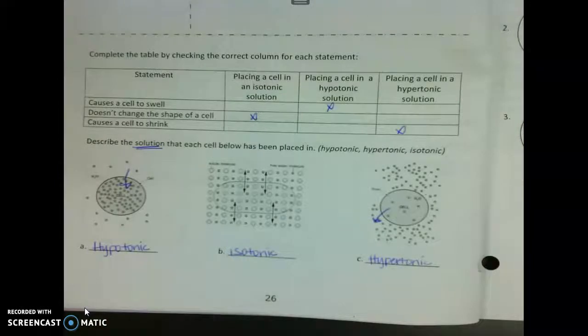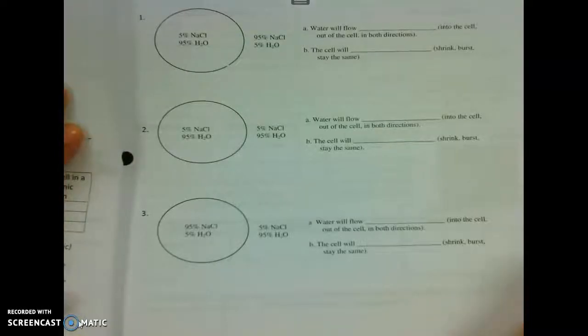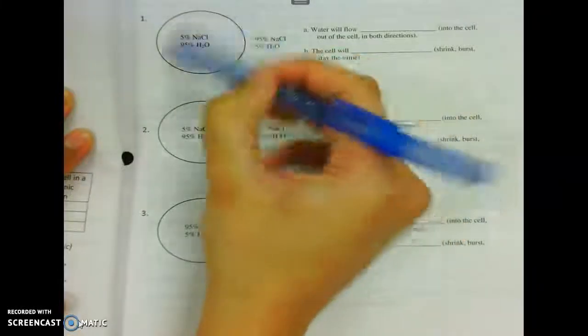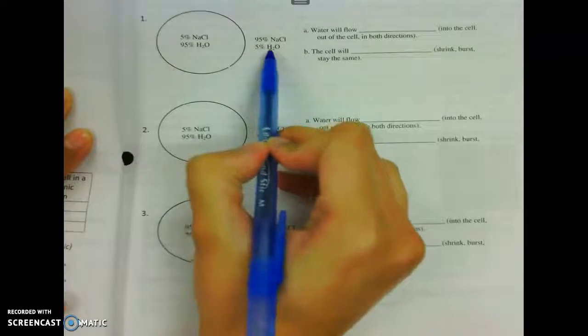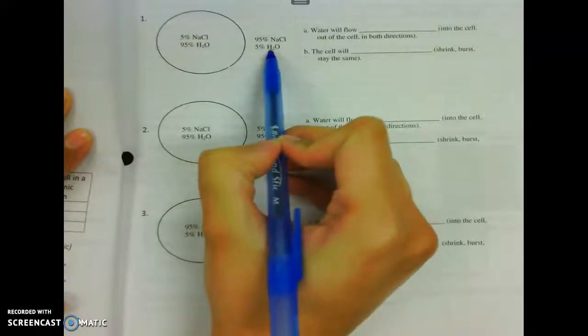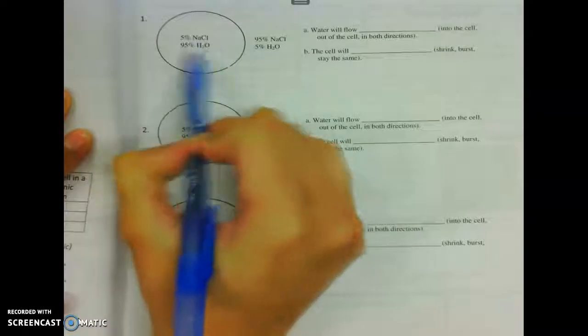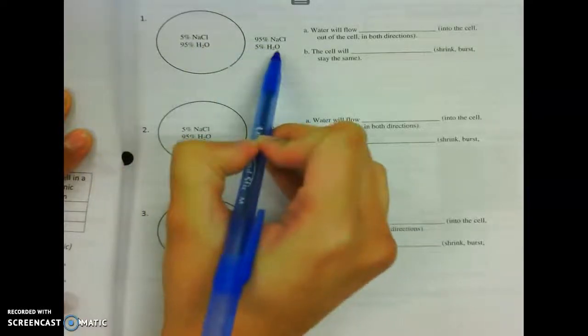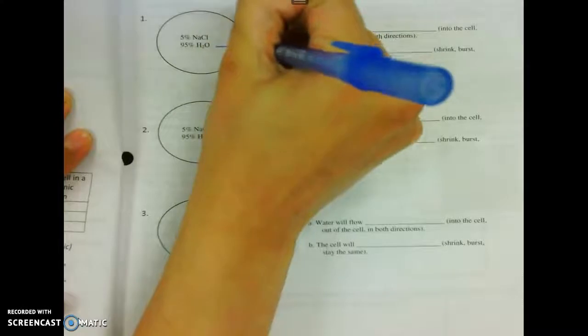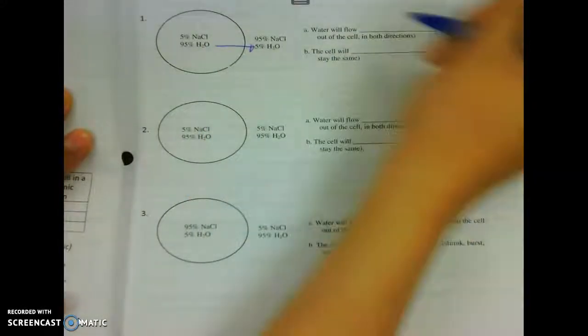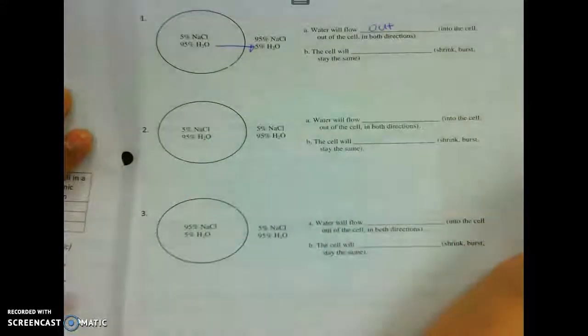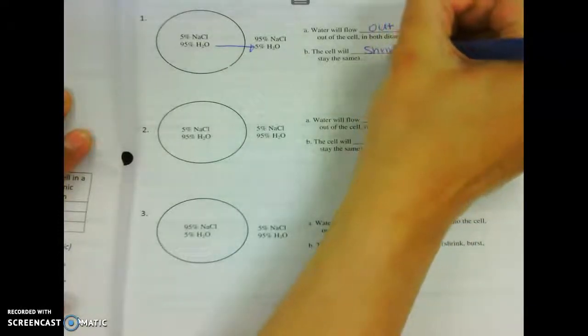Now, go ahead and move on to page 27, work with a partner, and play when you're ready for some answers. All right, let's take a look at page 27. In this case, our cell has 95% water on the inside, and the outside is a 5% water solution. We have a higher water concentration on the inside and a lower on the outside. Water is going to move from high to low, so it's going to move out of the cell.